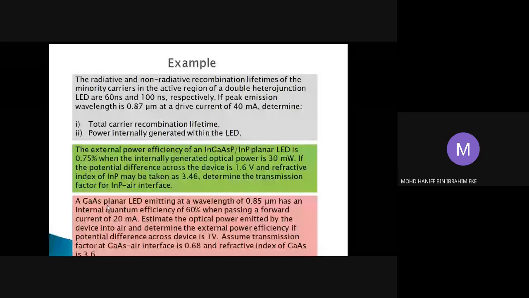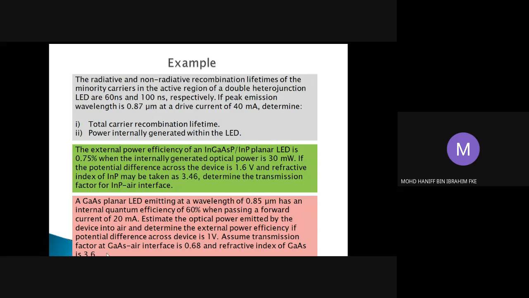Okay, so the last example for today is on this question. We have a gallium arsenide planar LED which emits a wavelength of 0.85 micrometer. It has an internal quantum efficiency of 60% and passes a forward current of 20 milliampere. We need to, number one, estimate the optical power emitted by the device into air and determine the external power efficiency if the potential difference across the device is 1 volt. Assume the transmission factor at the gallium arsenide air interface is 0.68 and the refractive index of gallium arsenide is 3.6.